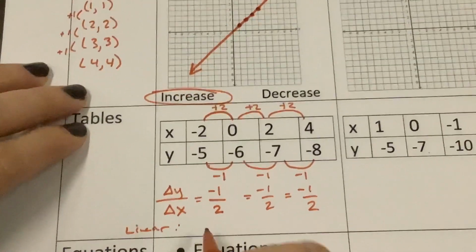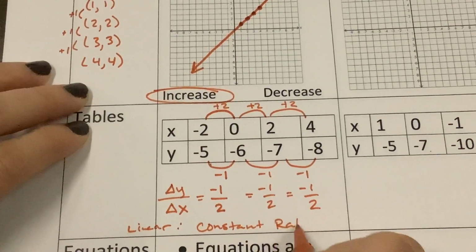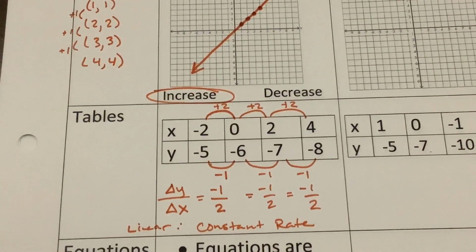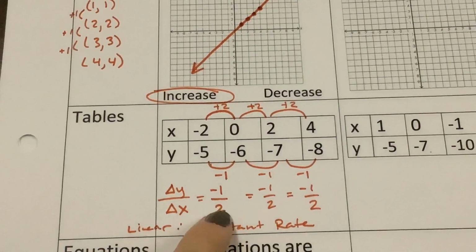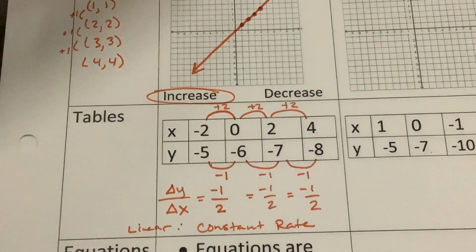Okay, so linear has a constant rate. The rate is negative 1/2. We also will be calling it slope in the future. It would be the slope on the graph. All right, now, what do the equations look like?